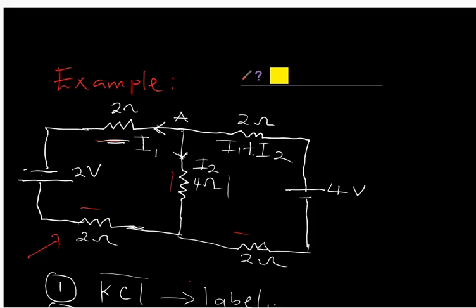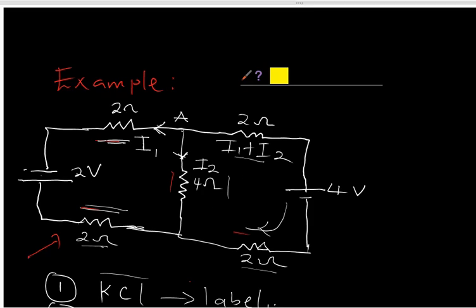Of course, I1 and I2 will be the current passing through this 2 ohm resistor, and here I1 plus I2 will be the same current flowing through this 2 ohm resistor. So I have labeled the current across each of these resistors. So that is the first step: to label the current across each of the resistors.